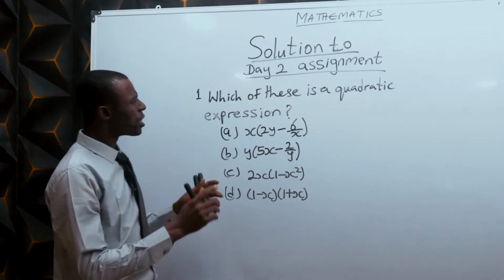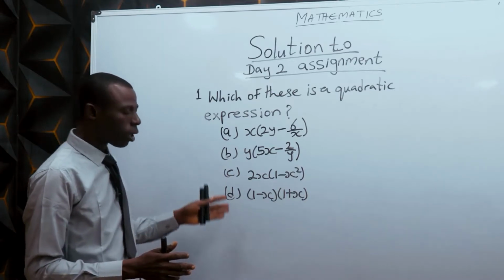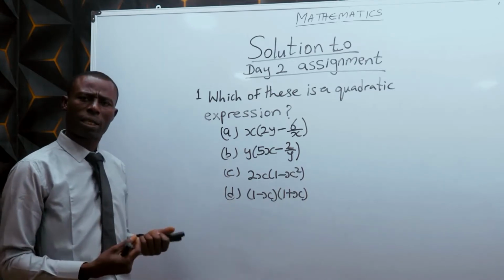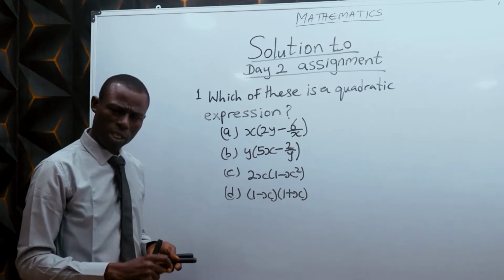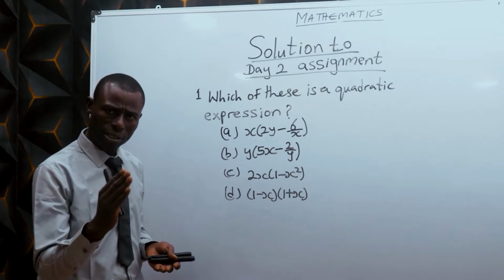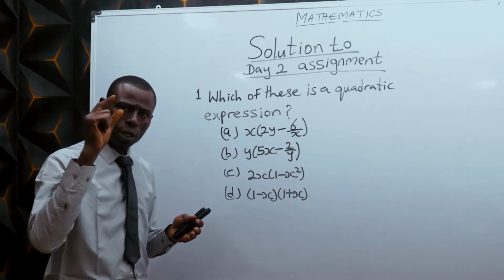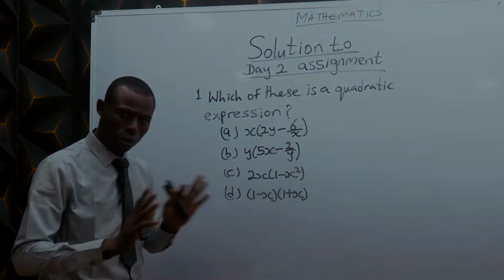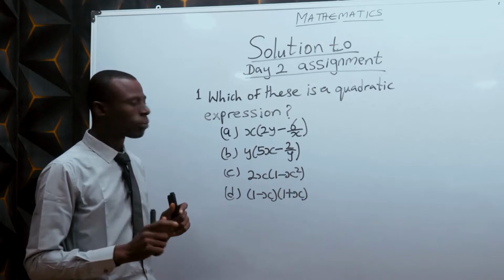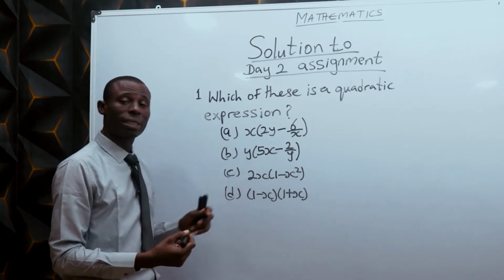Which of these is a quadratic expression? See this question and you are given options. How do you know a quadratic expression? What is a quadratic expression? A quadratic expression has two characteristics. Number 1, it has the highest degree of 2. Number 2, it does not contain an equal sign. Let's see which of these options is qualified to be a quadratic expression.